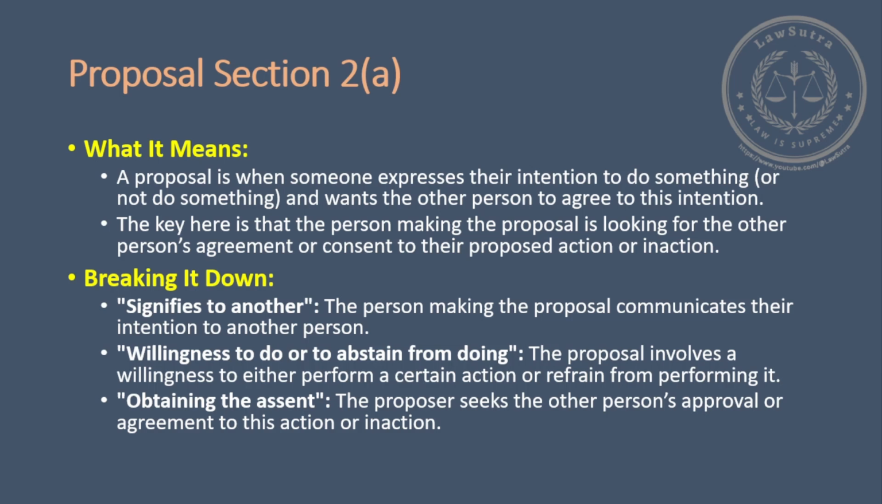Signifies to another: it means the person making the proposal communicates their intention to another person. Next one is willingness to do or to abstain from doing. That means the proposal involves a willingness to either perform a certain action or refrain from performing it. Next one is obtaining the assent. The proposal seeks the other person's approval or agreement to this action or inaction.